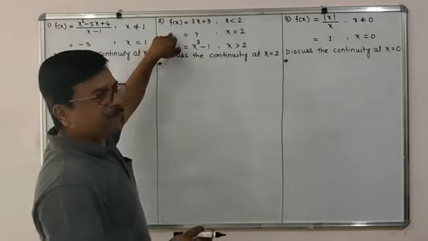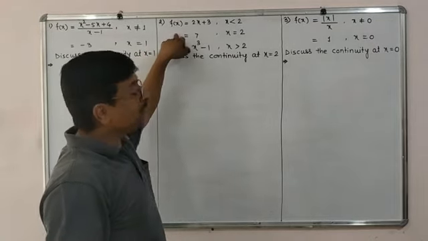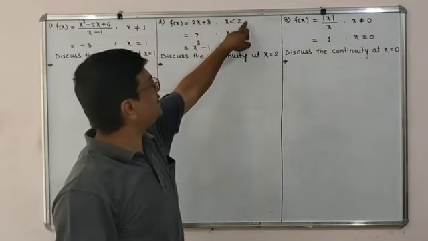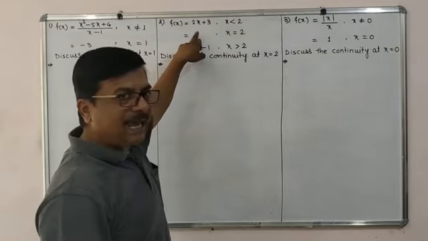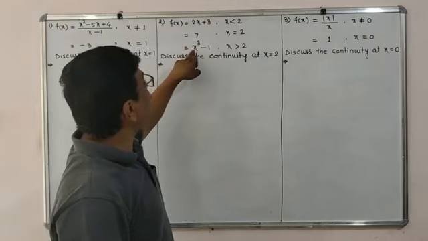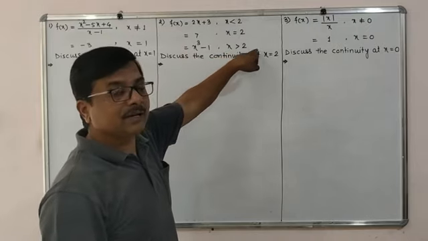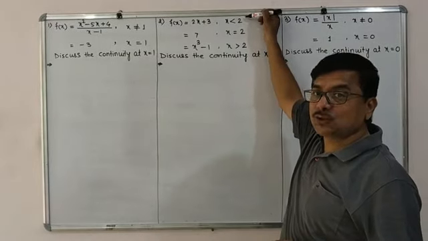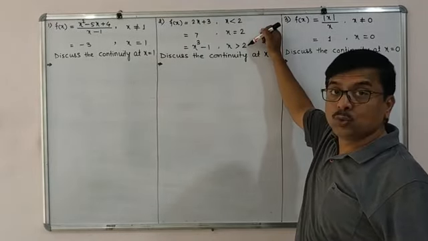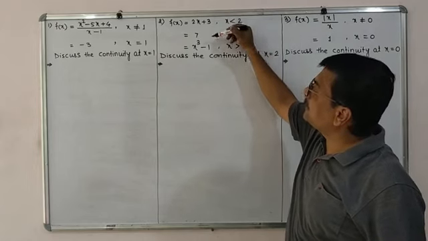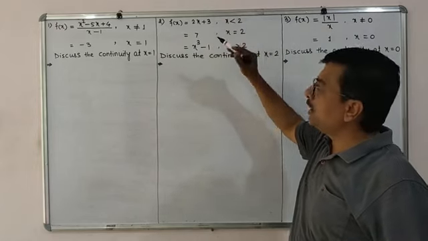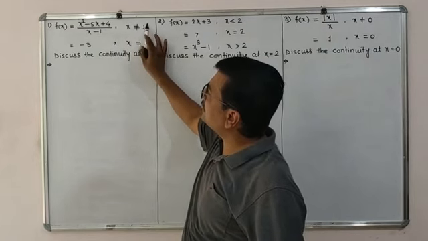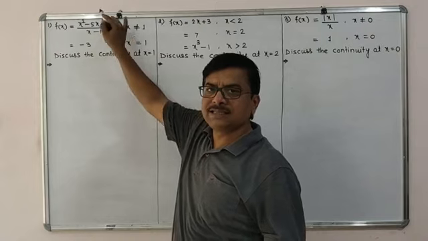Now in the second function we can observe that the function f of x is given as 2x plus 3 for x less than 2, the value 7 at x is equal to 2, and x cube minus 1 for x greater than 2. It means for x less than 2 and x greater than 2, the function is different. Here in the first example, for x less than 1 and x greater than 1, the function is the same.